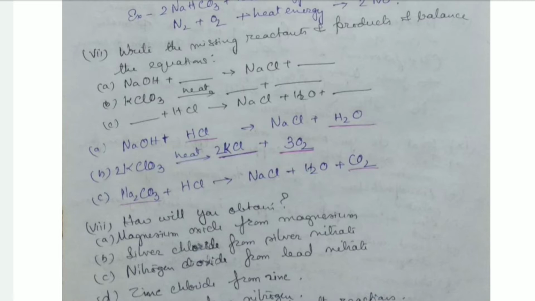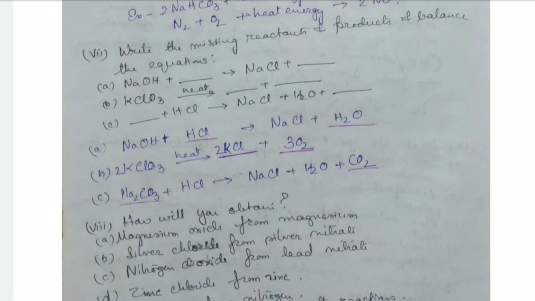Okay, now starting with: write the missing reactants and products and balance the equation. Sodium hydroxide plus HCl, that is hydrochloric acid, gives us NaCl plus H2O. Sodium hydroxide, that is a base, reacts with an acid, that is hydrochloric acid, to form salt and water.